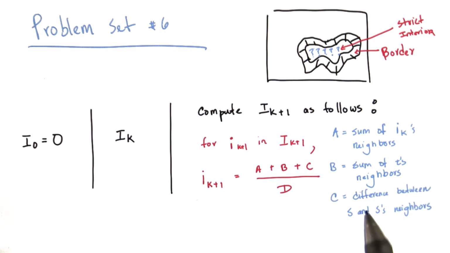And C is the sum of the difference between S and S's neighbors, where S in this case is the corresponding pixel value in the source image, and the source image in our case is the polar bear. And finally, D is the number of Ik's neighbors, and Ik's neighbors can be less than 4 if Ik is on the border of the image.